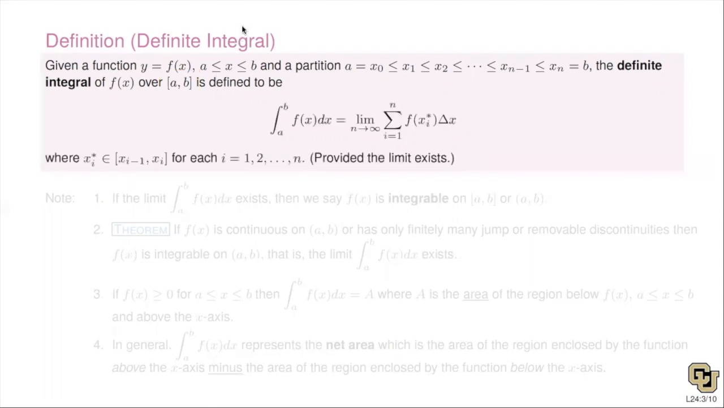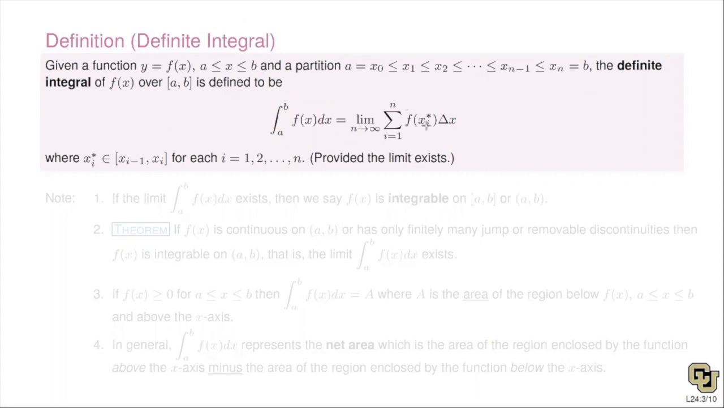And the definition is, so we use this antiderivative symbol. At the bottom, we write a, and at the top, we write b to reflect the interval over which we're integrating, and f of x dx. And it's equal to this limit. So very carefully look at this limit.